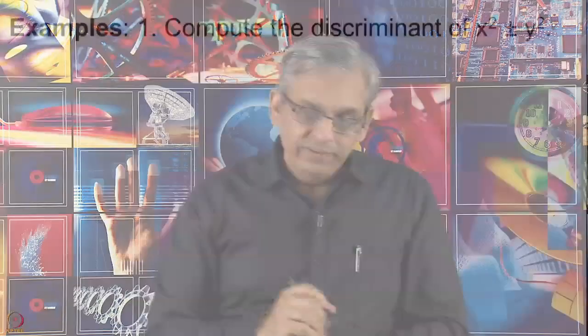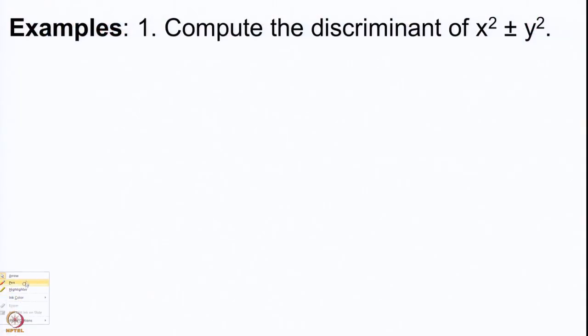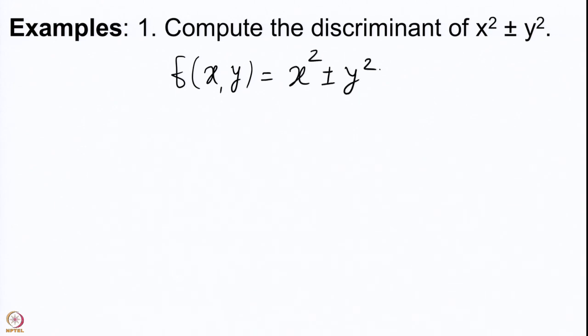So, here we have the discriminant to be computed of the forms x square plus or minus y square. So, f(x,y) is x square plus or minus y square. A here is 1, B is 0, C is plus or minus 1.